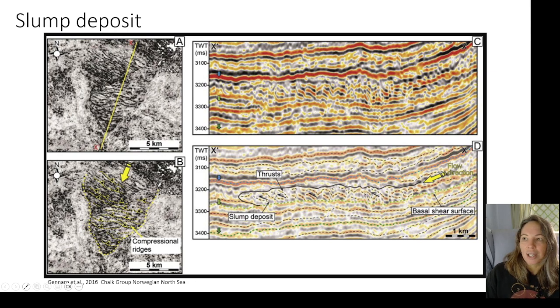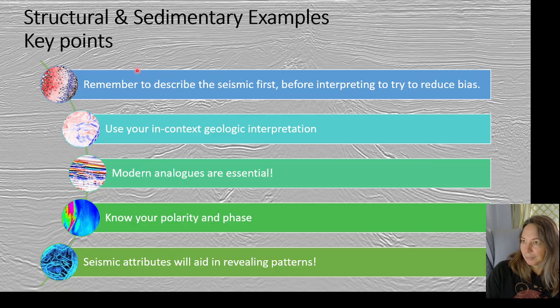And so here's another case of a slump deposit, looking at it uninterpreted and then interpreted again. This is in the Norwegian North Sea. So we could see how they interpreted the thrust front, some of the thrusts, the slump deposits. They've tried to mark out what they think the basal surface is that it's sheared on. And when you look at it here, they're looking at coherence. And so you can see those compressional ridges in coherence.